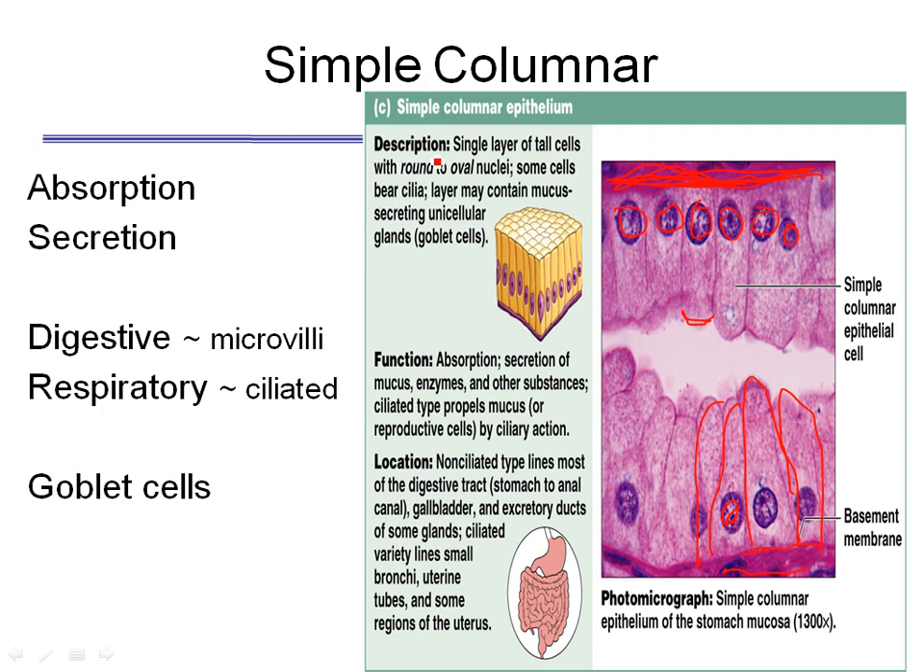We'll find it in the digestive tract, where you'll have microvilli with it, and in portions of the respiratory tract where it's ciliated. Now, you can't see on this slide, but in addition to these cells, you have special cells called goblet cells. Those cells secrete mucus.